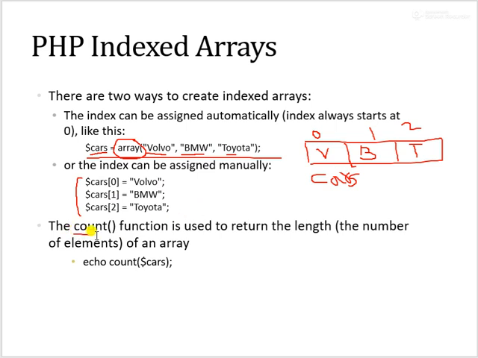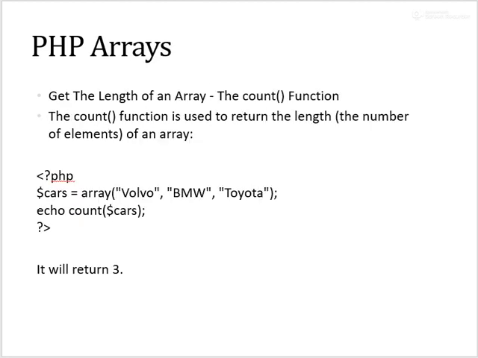Okay, there is a special function, the count function, that is used to return the length of an array. If we call this count function on array cars, it will tell us the length of this array is 3. It has 3 elements in it. So in order to get the length of an array, we use the count function, like we already saw in the last slide. Here in this code, we initialize array cars with 3 values, and when we call echo count cars, it will return 3, the length of the array cars.